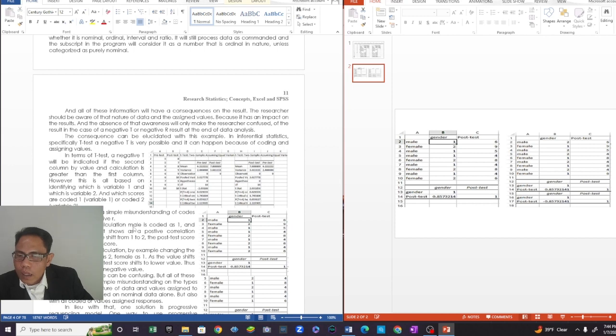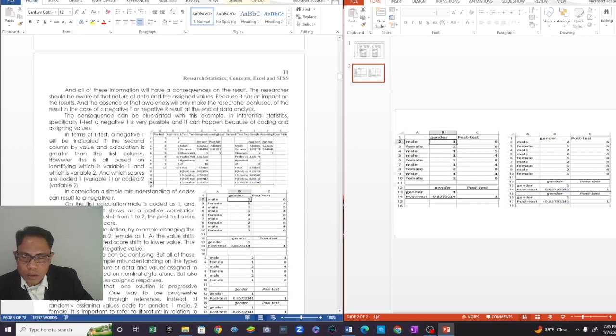On the first calculation, male is coded as 1 and female as 2. The result shows a positive correlation because as the value shifts from 1 to 2, the post-test score also shifts to a higher score. The second calculation, for example, changes the codes: male to 2 and female to 1. As the values shift from 1 to 2, the post-test score shifts to a lower value, thus resulting in a negative value.